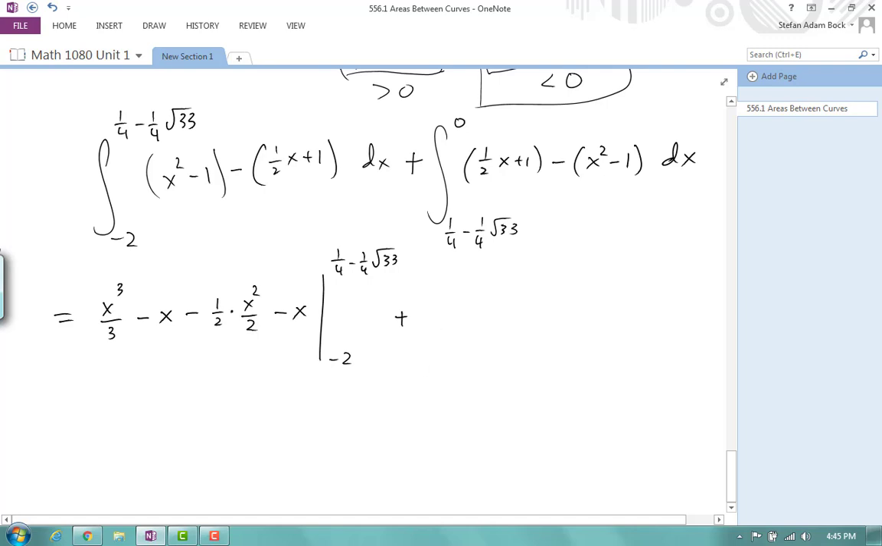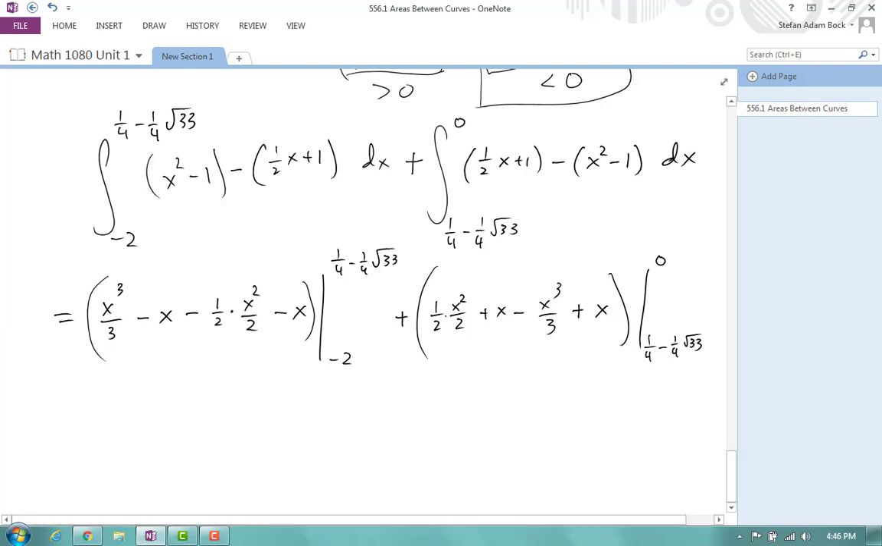the 1/2 x came first, so this will be 1/2 x squared over 2. I'll add some parentheses just so that we don't mix anything together. Plus x minus x cubed over 3. The minus distributes to have a plus x here. And this one is evaluated from the splitting point all the way up to 0. And I definitely want to split it because I'm going to have some things canceling because they switch which one is on top halfway through.